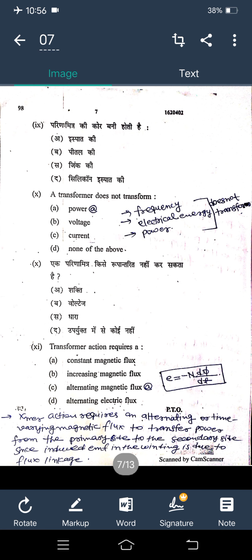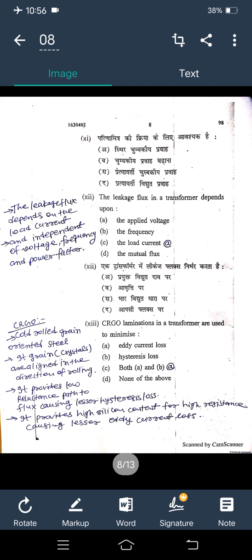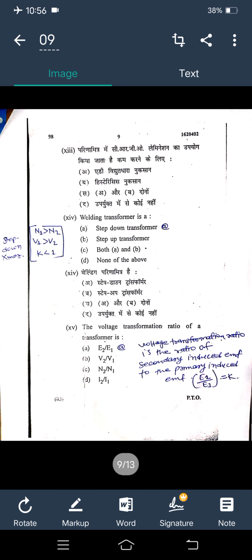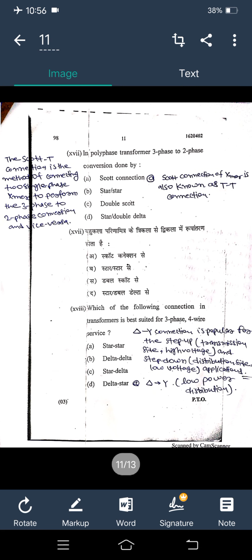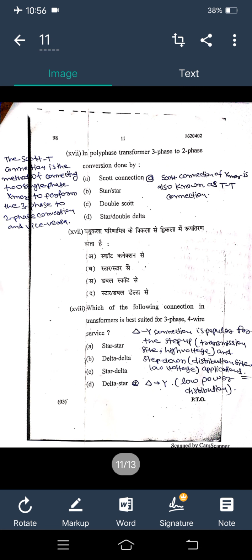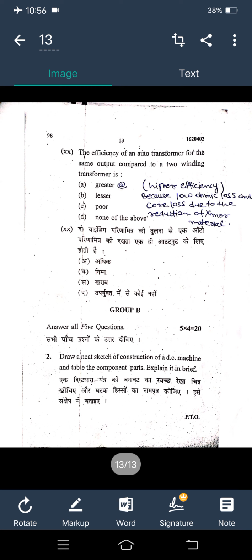Question 11 option C. For question 12 option C. For question 13 option C. For question 14 option A. Question 15 option A. For question 16 option D. Question 17 option A. Question 18 option D. Question 19 option C. Question 20 option A.